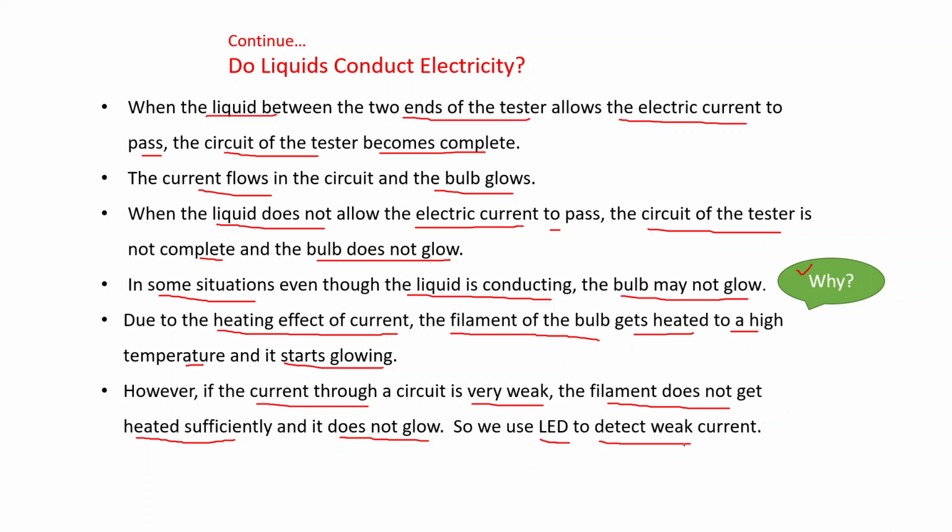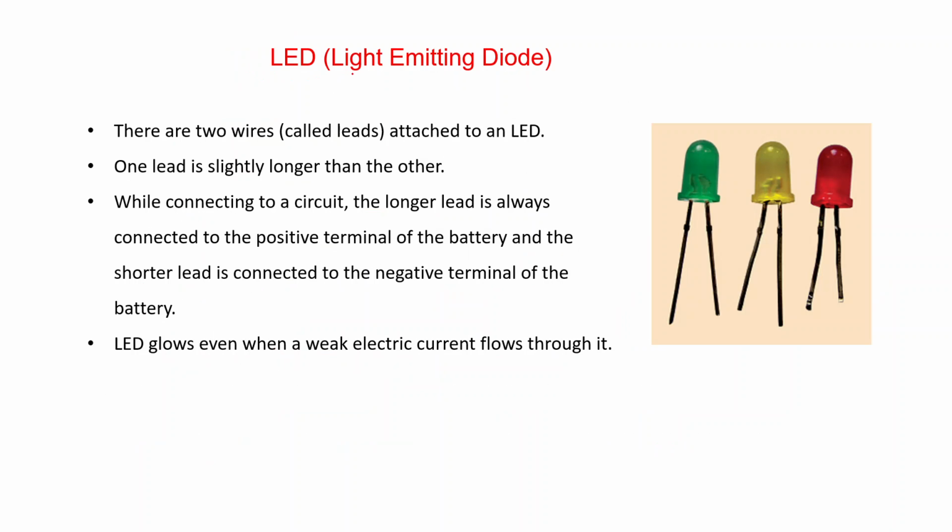Now what is this LED? LED means light emitting diode. These are the LEDs. There are two wires, called leads, attached to an LED. See, this is one and this is the other.